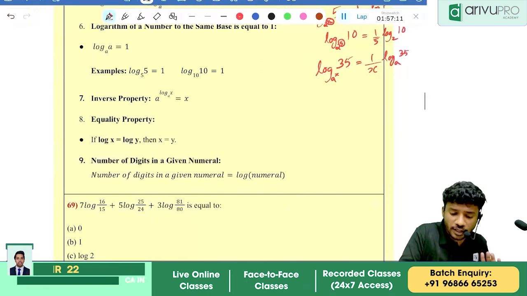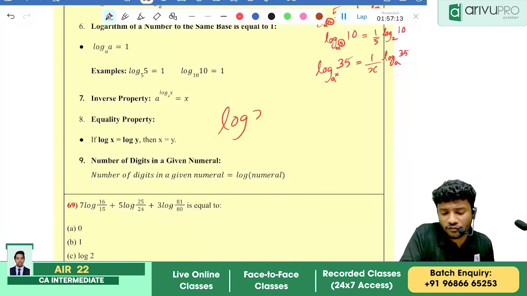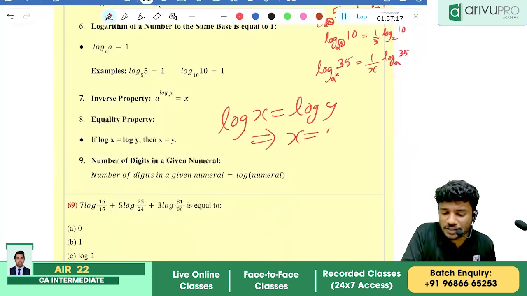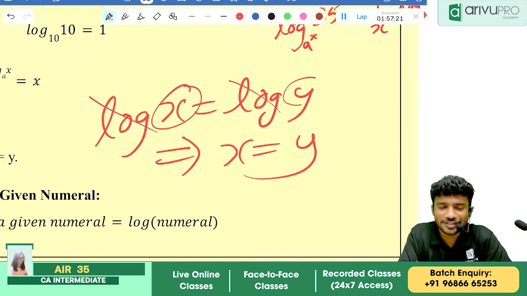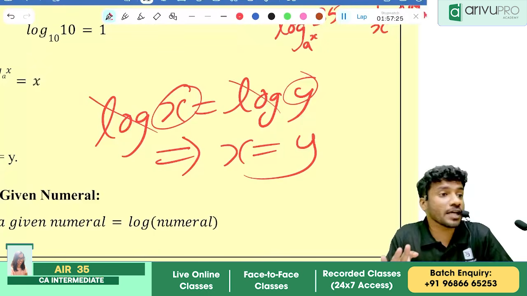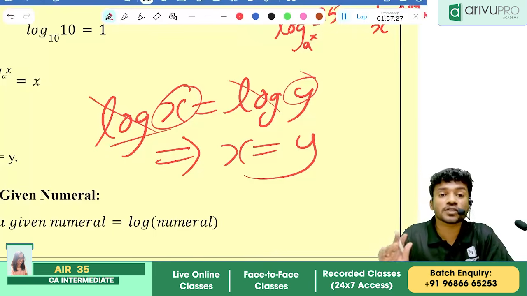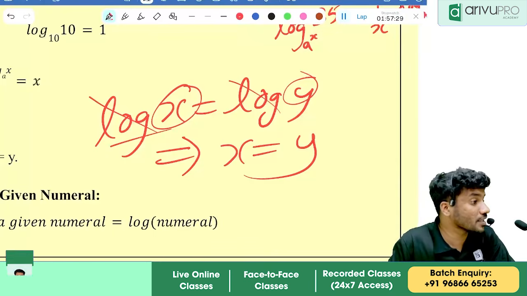Now, the first one I want to check. Log of x is equal to log of y, which implies x is equal to y. Some teachers will say that log would cancel, x is remaining. That is not the case. If the log values are the same, that means the value inside the log is also the same.